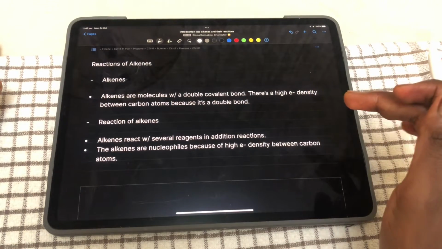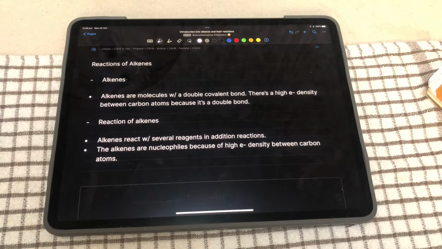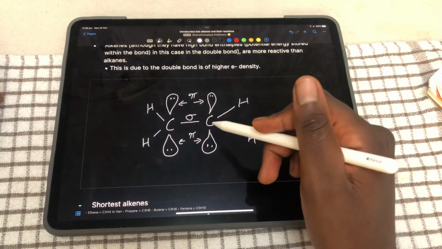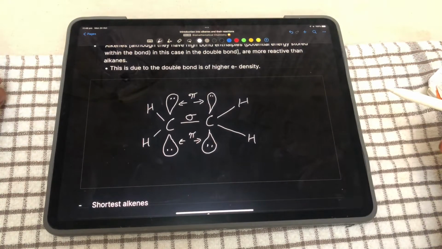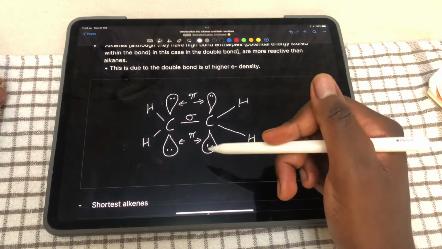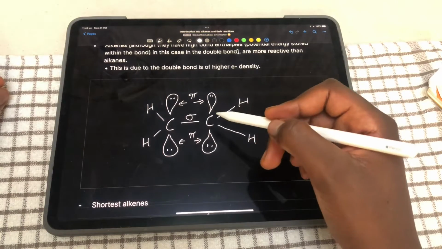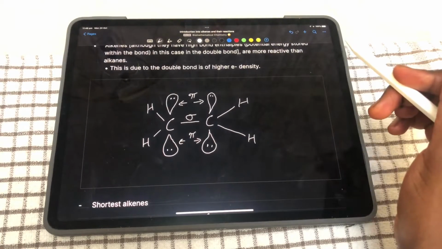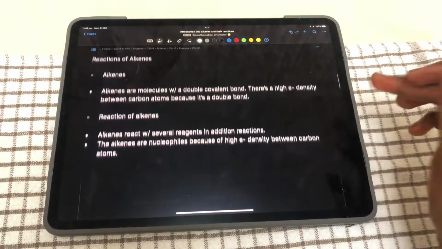Now for the reaction of alkenes. Alkenes are molecules with a double covalent bond, and there's a high electron density between the carbon atoms because it's a double bond. Alkenes react with several reagents in addition reactions, and the alkenes are nucleophiles because of the high electron density between the carbon atoms. So you have electrophiles reacting with the nucleophiles, and generally when we're talking about alkenes reacting, it's electrophilic addition, because an electrophile is being added. There's no substitutions or eliminations. It's just an electrophile being added, and I'll show you one example here.